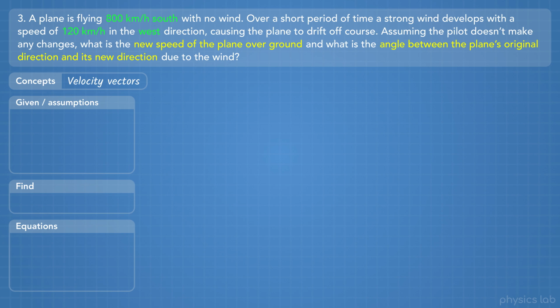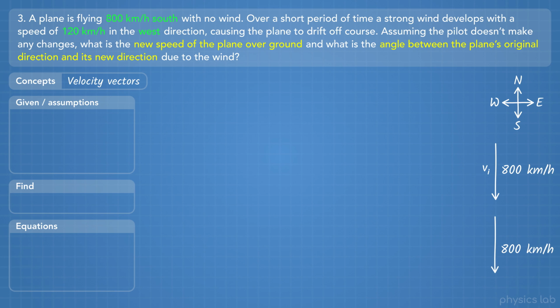Let's draw some things to help us solve this. First, we're dealing with compass directions, so let's draw those for reference. The plane starts with a velocity vector of 800 kilometers per hour south, so let's draw that and label it as VI for the initial velocity of the plane. Then, later on, we have some wind with a velocity of 120 kilometers per hour west.